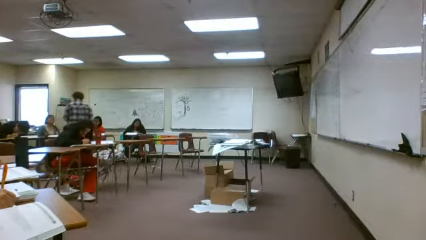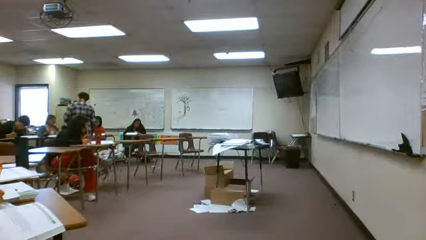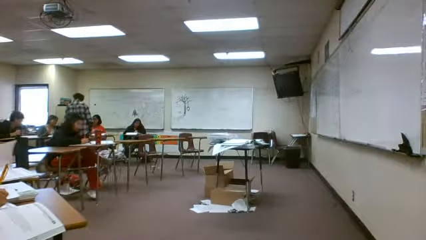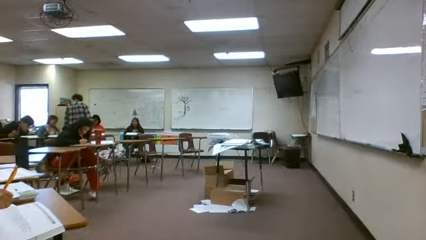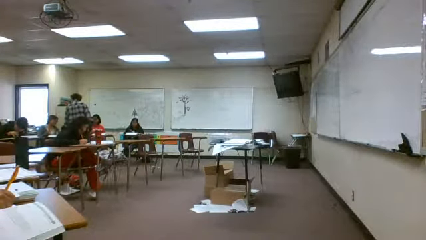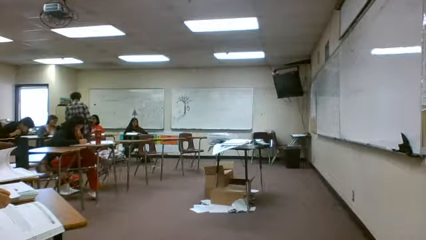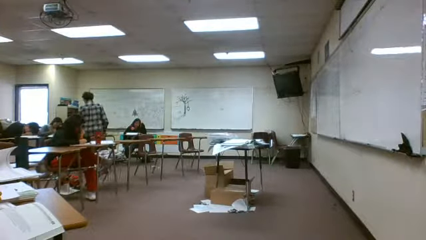Okay, so we need to find the area of each of these bars. Area is length times width, right? How wide is this? How far is it from here to here? 0 to 1. So the width looks like 1 to me. And how tall is this one? So, height 20 times width, what do we get? Area.